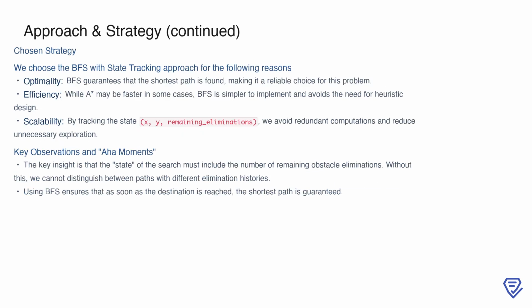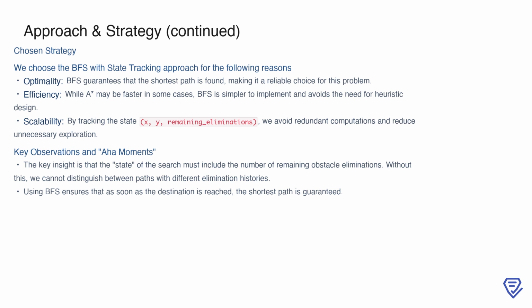Given the options, we choose the BFS with state tracking approach as our solution for this problem. There are several reasons for this choice. First, BFS guarantees that the shortest path is found, which makes it a highly reliable method. Second, while A* can be faster in specific scenarios, BFS is much simpler to implement and avoids the complexities of designing and fine-tuning a heuristic. Finally, BFS is scalable for this problem because it tracks the complete state, which includes the position, the remaining obstacle eliminations, and the number of steps. This ensures that paths with different elimination histories are treated as distinct, and redundant computations are avoided.